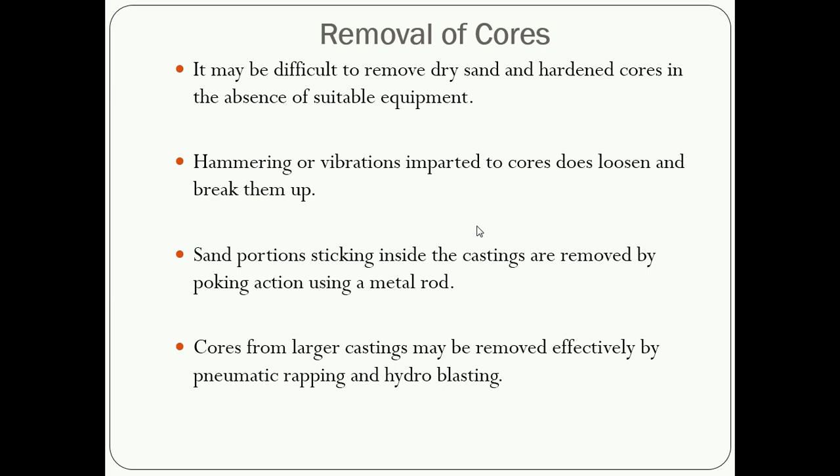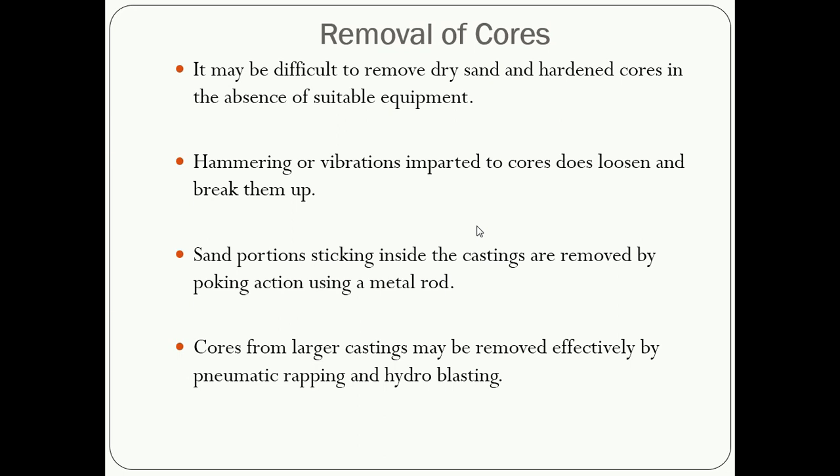Hammering or vibrations are given to the cores, which will make them loose and break them up. Directly we can hammer the core by using hammers, that may be a ball peen hammer, a straight peen hammer, or any kind of hammer available in the industry. You can hammer directly on the surface of the core to break it, or you can place the casting on the vibrator assembly, so that the core will get loosened at its place and you can remove it after loosening.